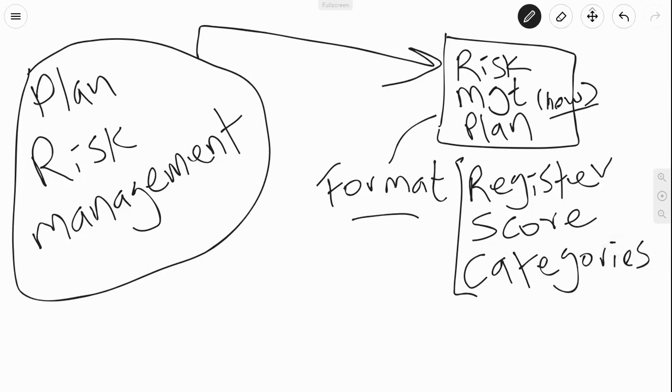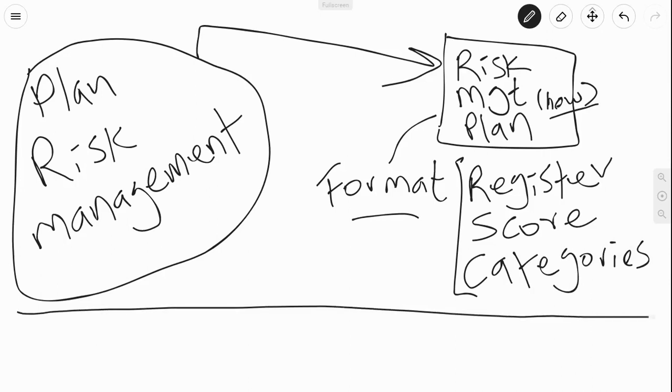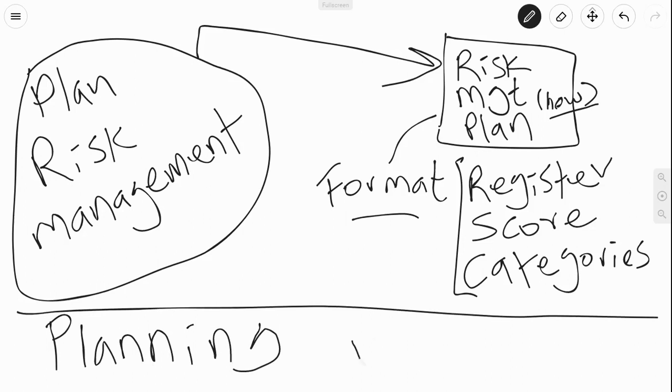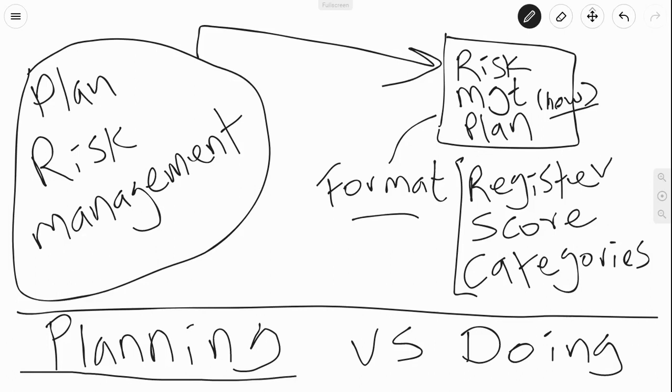So we need to do this up front, Andrew. We need to do this now before we get to where we actually need to use this stuff. So there's a difference between planning versus doing. What you are working on in plan risk management is the planning. This is the how. And then after you get all of these things defined, what your register will look like, what the scoring model would be, what the categories of the risks would be, then you go into the doing.